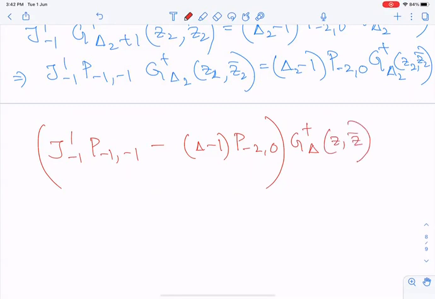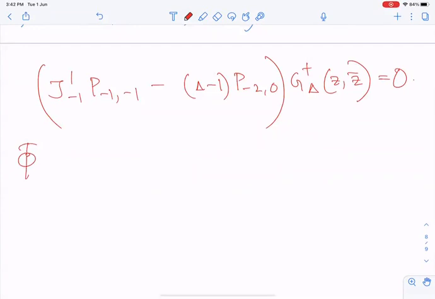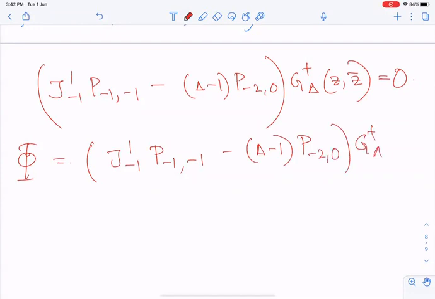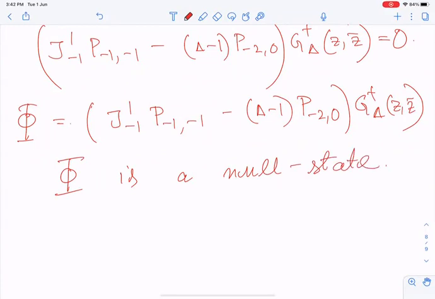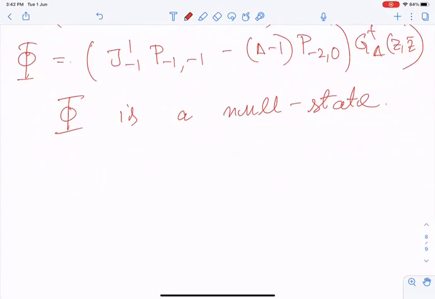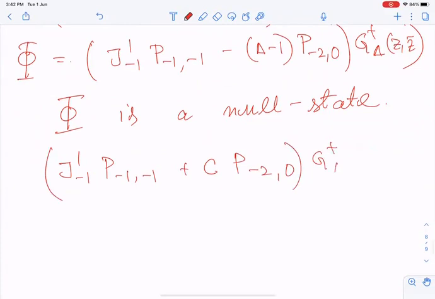So if I call this state phi, we can define an operator or a state this way, right? And this is a statement that phi is a null state. You can also determine this completely algebraically. What I mean by that is that you start with objects like this plus some coefficient C which is unknown. Then you can show using the algebra and the definition of a null state that this C must have this particular value, which is minus delta minus one. But I will not do that.